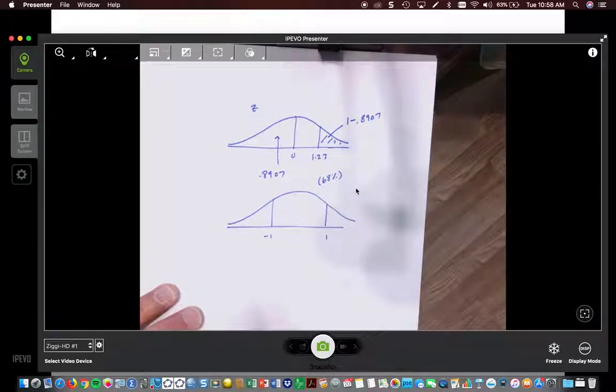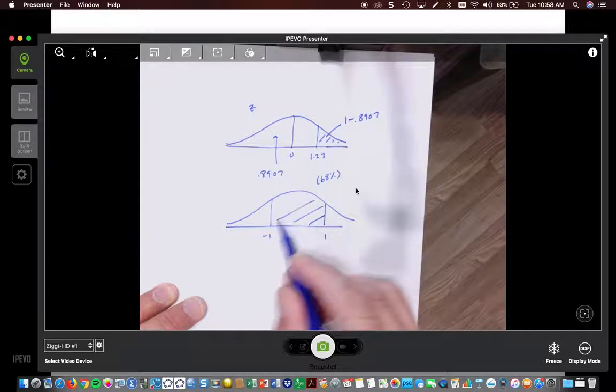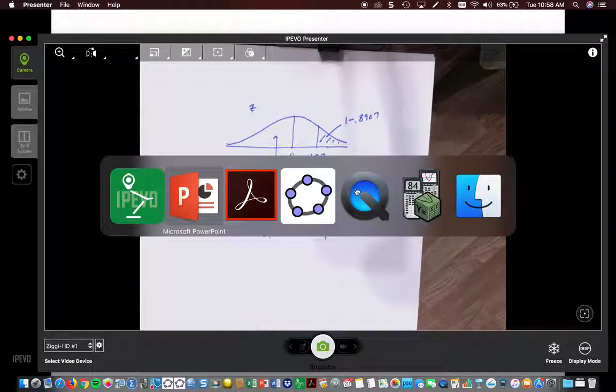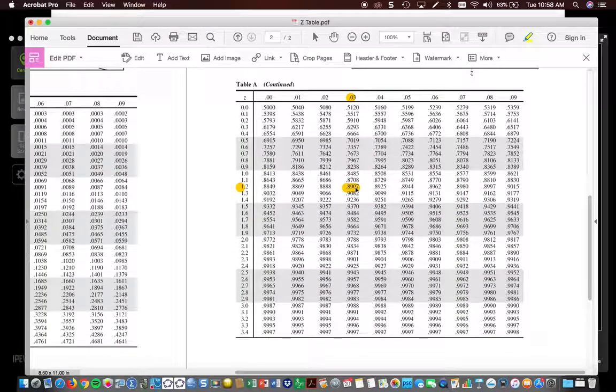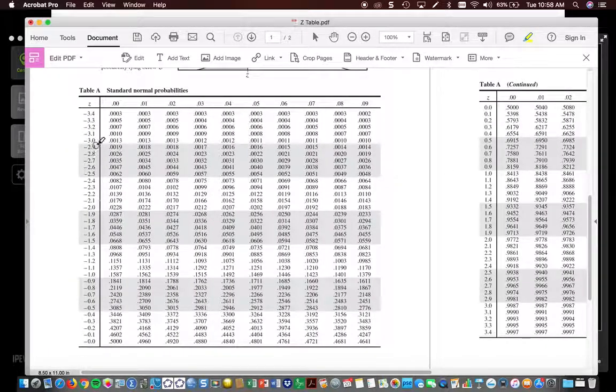So I'm going to have to calculate the probability of being to the left of 1. I look that up in the table, go to 1.00, and I find that that's 0.8413. Then I want to know the probability of being to the left of -1. So I go over to the other half of the table, I go down to -1, and I find that this probability is about 15.87.